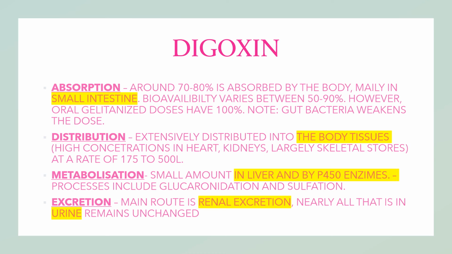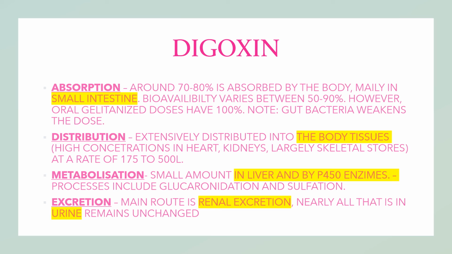Digoxin. The absorption is around 70 to 80%, mainly in the small intestine. Bioavailability varies between 50 to 90%. However, oral gelatinized doses have been known to have 100%. Just a little note there that gut bacteria weakens the dose.